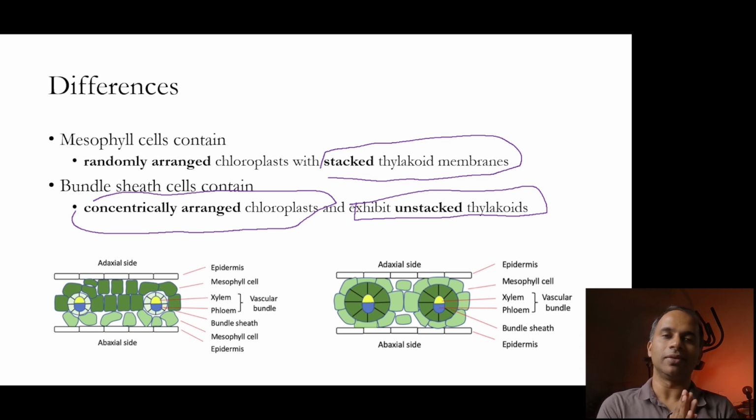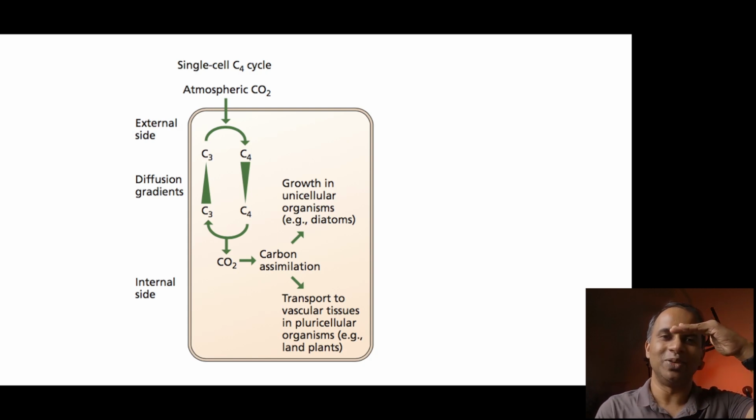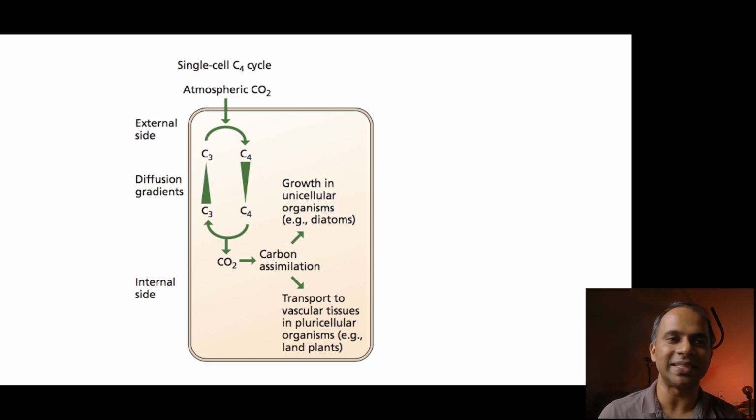But now everyone thinks, okay, C4 is Kranz and that is it. But in reality, remember I told you C4 originated in different ways, and you will be surprised that some single cells can do C4 photosynthesis. Okay, they don't have mesophyll and bundle sheath. Instead, they basically separate every reaction inside a single cell. See how amazing it is.